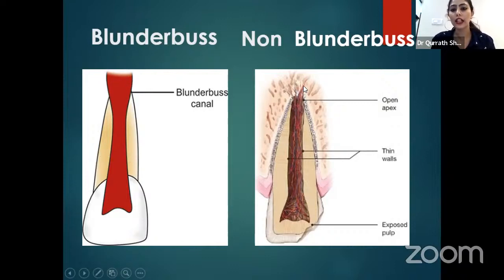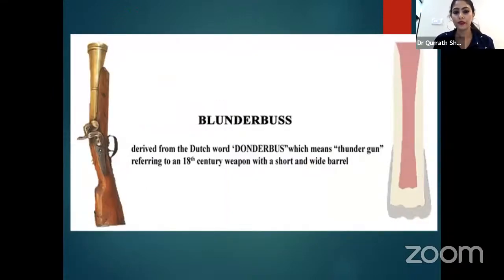Again, if you talk about the non-blunderbuss, you can see in this picture the canal is quite cylindrical and the canal walls are quite converging. If you compare it with the other, the remaining dentin thickness is quite okay, but still the remaining dentin thickness is less. That can lead to failure.